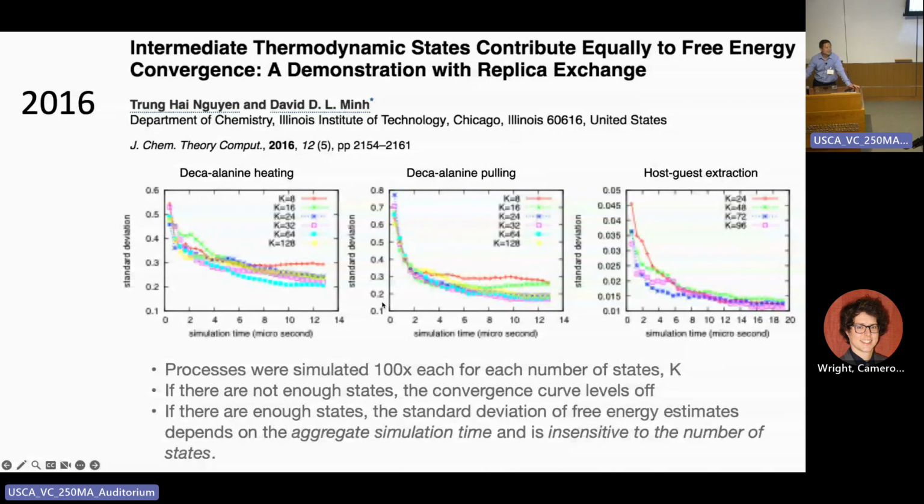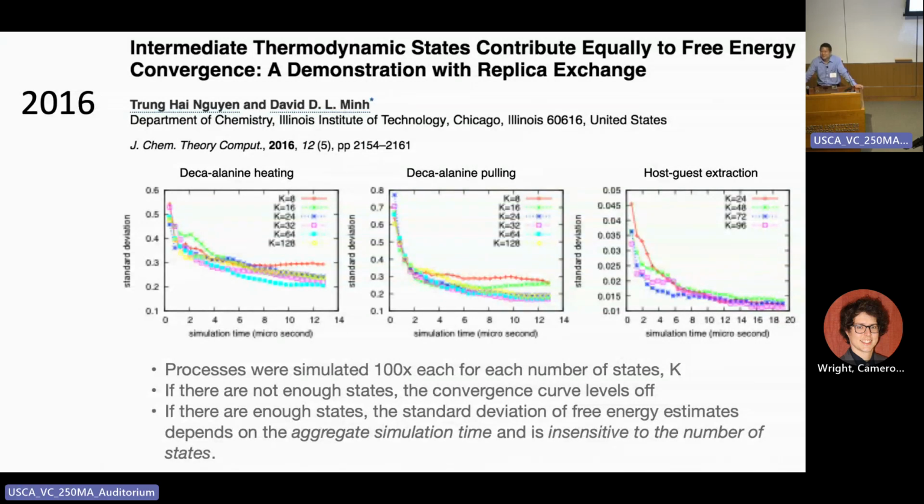This is not an estimated variance. It's not based on asymptotic variance. It's just doing the calculation many times, 100 times each, actually, because these are small systems, so we could do it 100 times each. And then host-guest extraction, also the same thing. There are situations where you get bottlenecks in replica exchange, but if you don't, then you actually get good convergence.